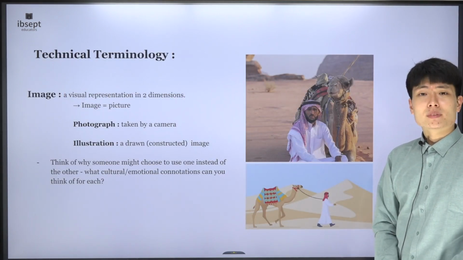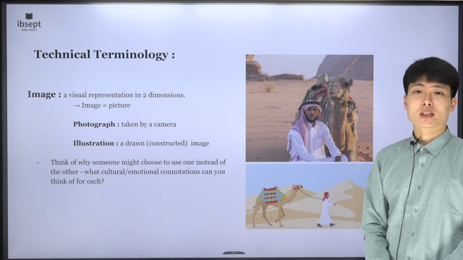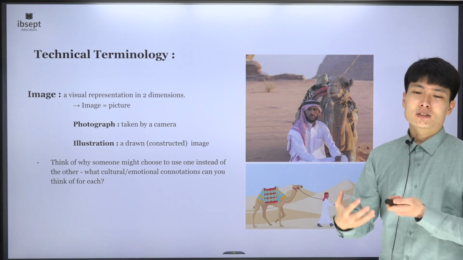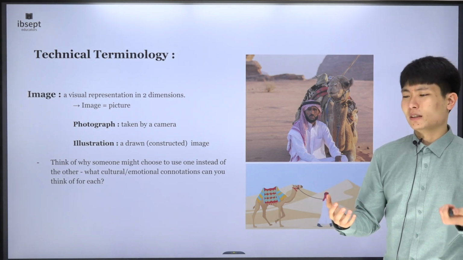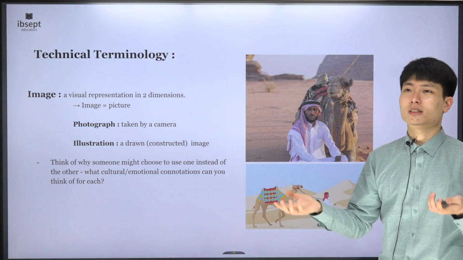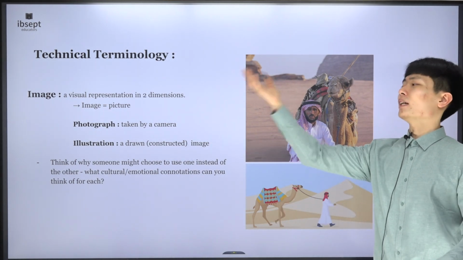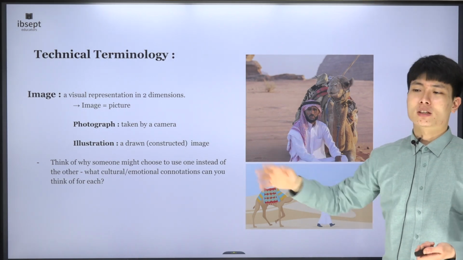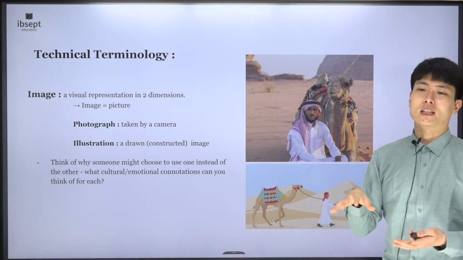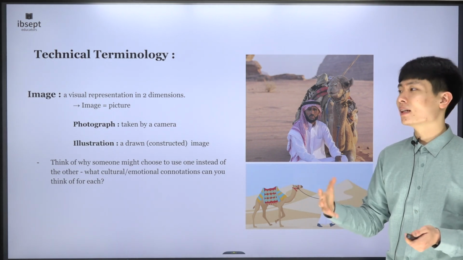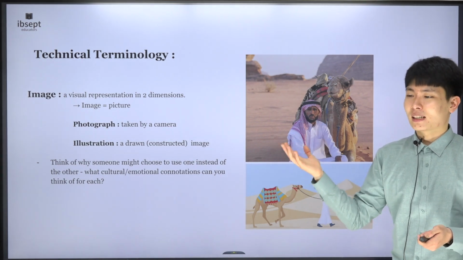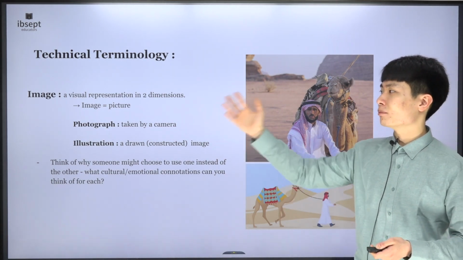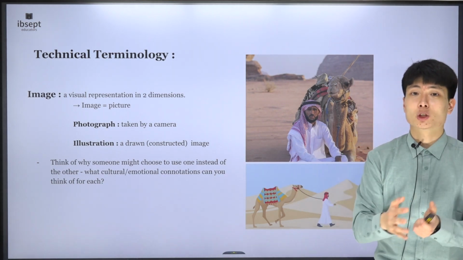An image is simply a visual representation in two dimensions. There's also the word picture, and students might be wondering, hey, what's the difference between an image and a picture? Well, there is no distinction. An image is a picture. You could use the two interchangeably, although the word picture also has the additional association of a physically printed image. But at least for the purposes of the IB English A Language and Literature course, you do not have to be too pedantic about the difference between image and picture.